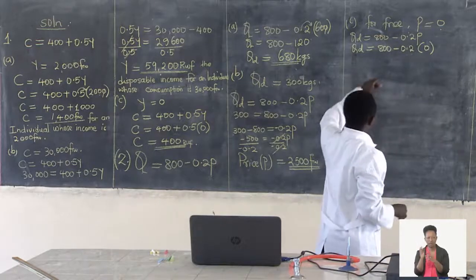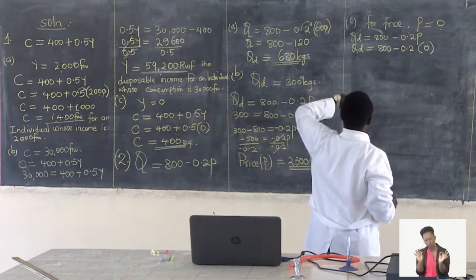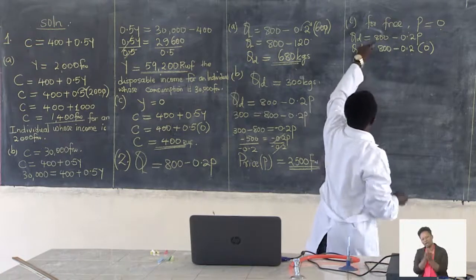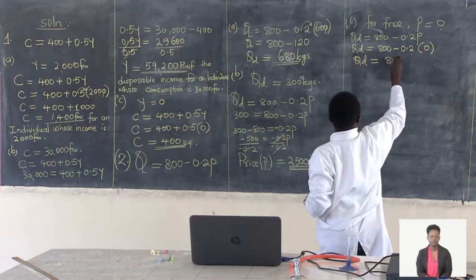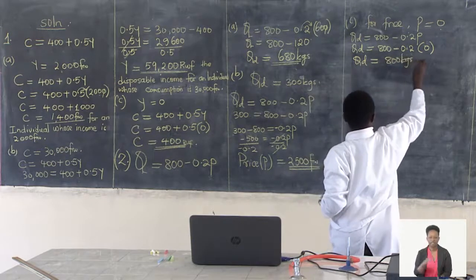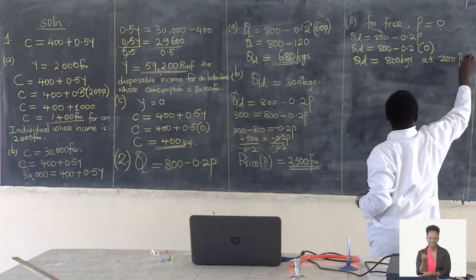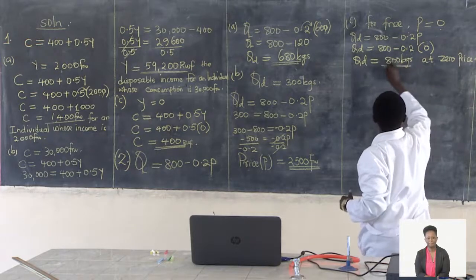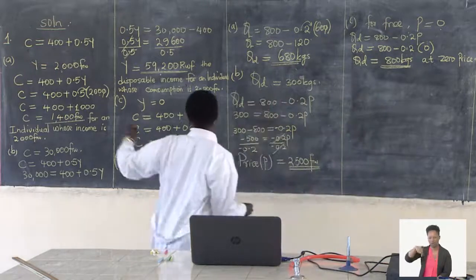So at 0 price, the quantity demanded, consumed, will be 800, as you can see. So this is a quantity demanded of 800 kilograms at 0 price. That will be our answer, at 0 price. You can relate it now with this.